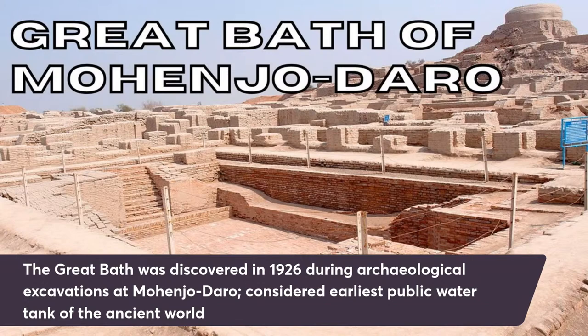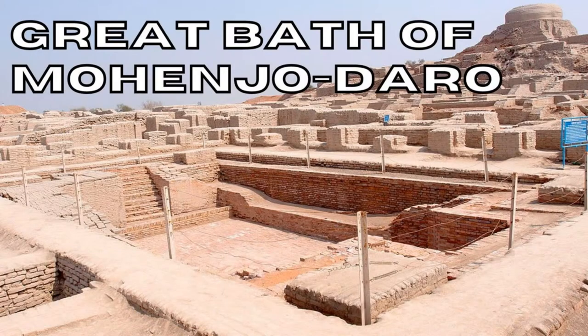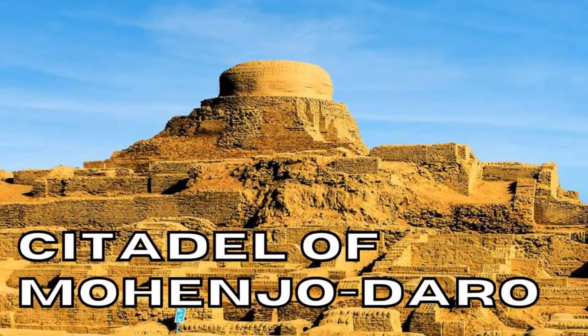Kind of like a swimming pool, pretty much, and it's only about 8 feet deep. That's about how deep they think it is. So that's the so-called Great Bath of Mohenjo-Daro. And then they have the citadel, which you're looking at here. The citadel is about 39 feet high, close to 40 feet, or if you want meters, 12 to 13 meters in height. And so it overlooked that part of the city.